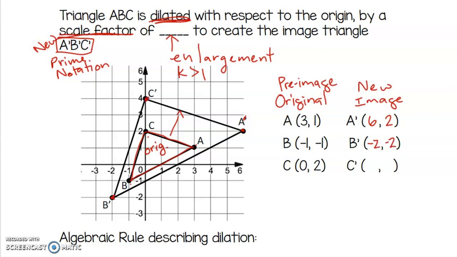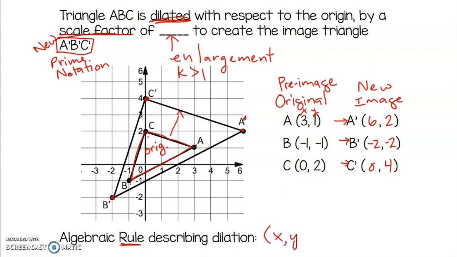And I'm at 0, 4 for C prime. And our job now as mathematicians is to describe the relationship. That's what we use a rule for, is to describe this. What am I doing to every x, y coordinate to create the new points? And it should be the exact same rule for every point because we have to change everything the same amount. Okay? All right, so this is what a rule looks like.